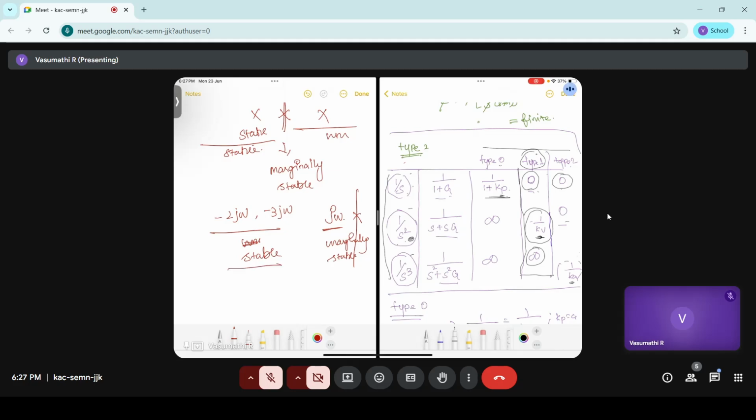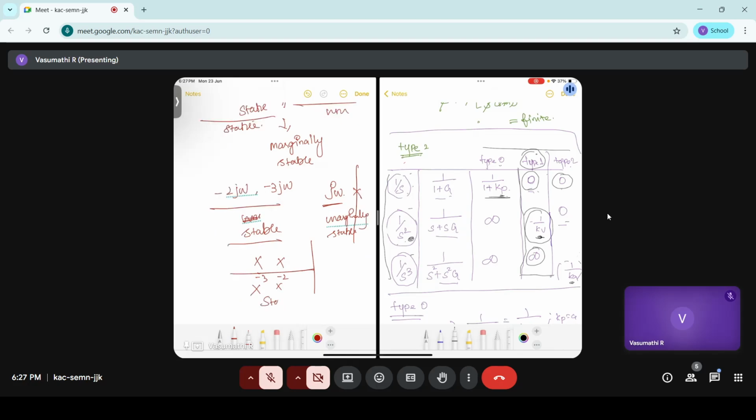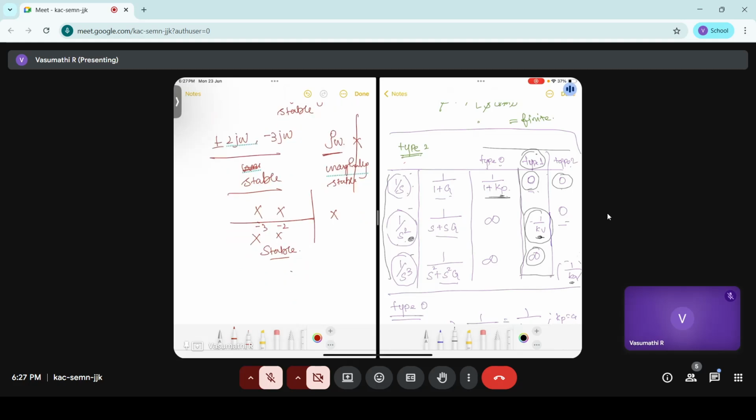This one is stable because it comes inside the LHS. Minus 2 and minus 3 would come completely inside, after this line, so we can claim this is straight away stable. No problem with that. Even one pole in the right of the S plane makes the system unstable. Whatever the number of poles in the LHS, it doesn't matter. Priority should be given to the positive one only.